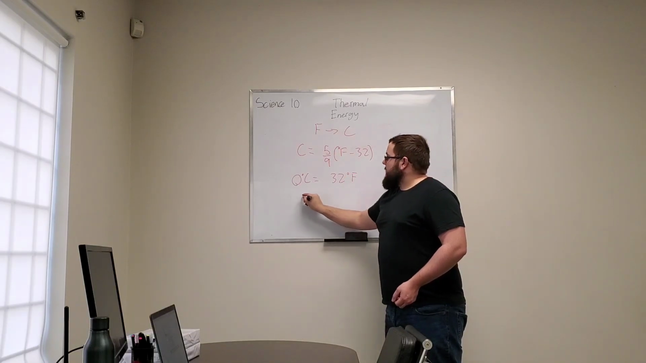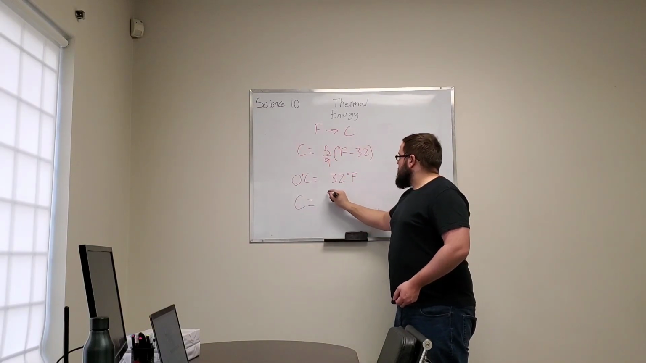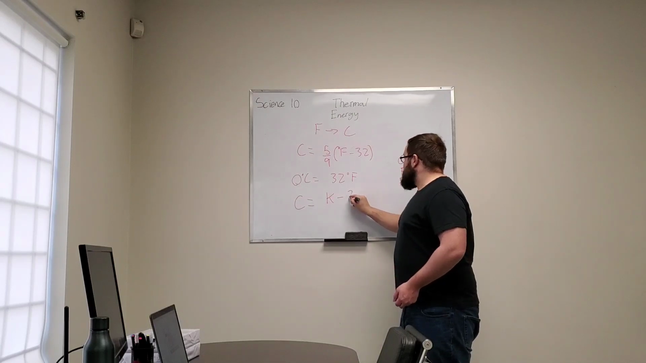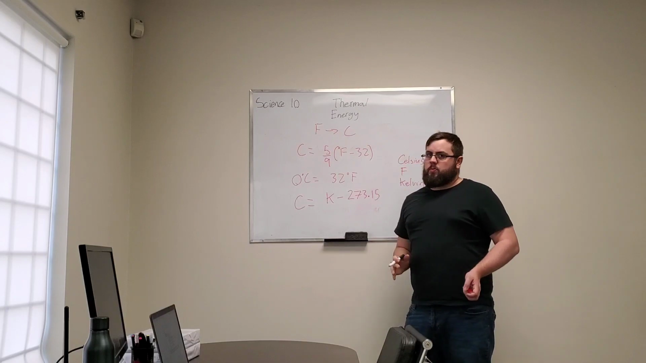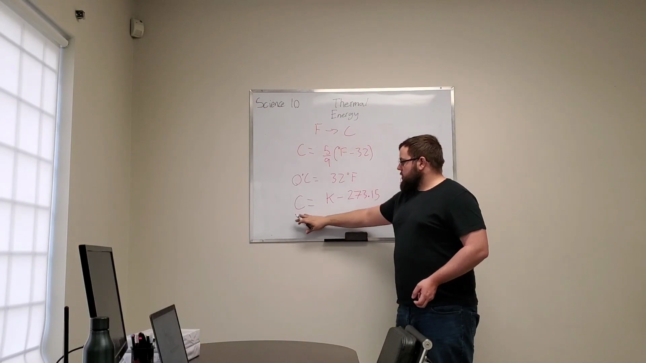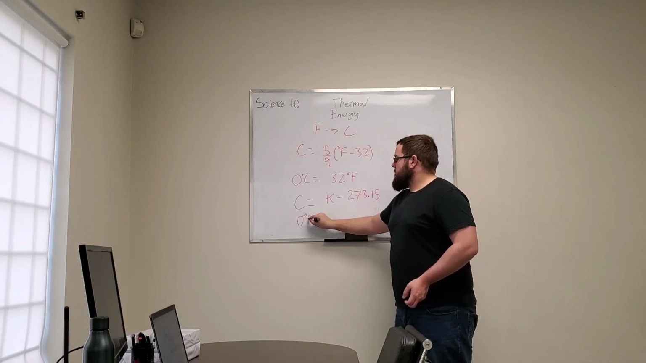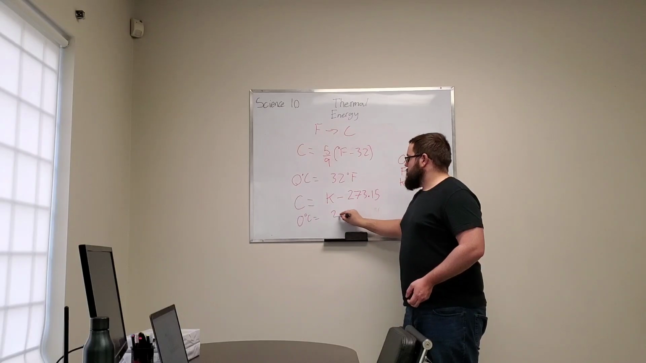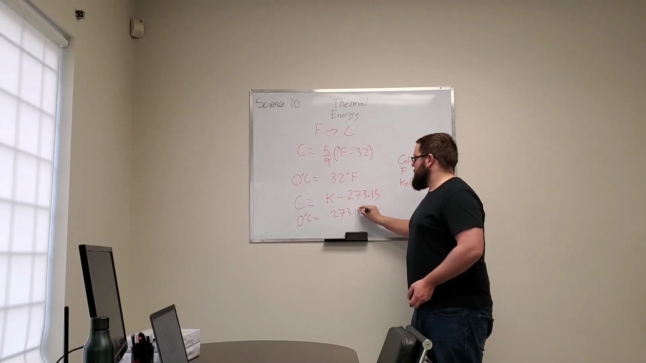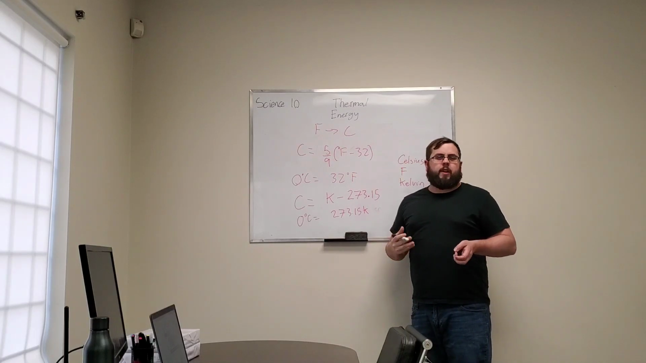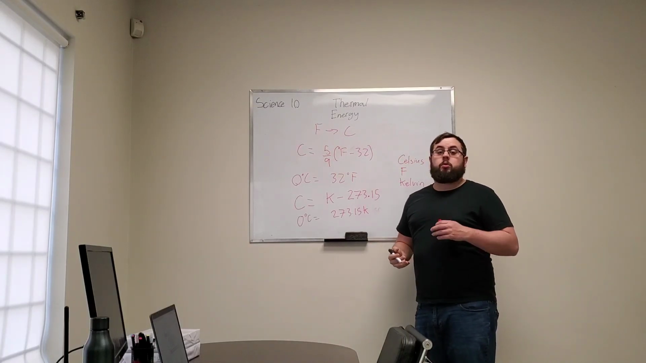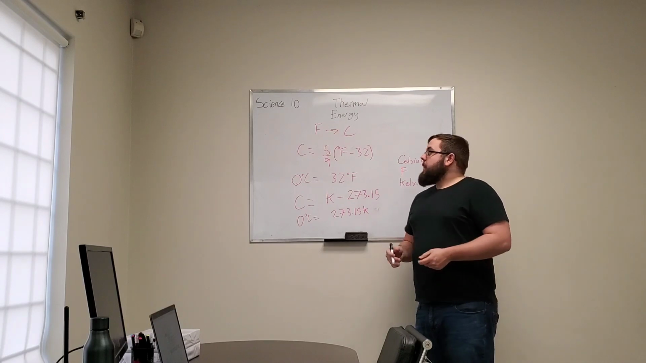The other one that we have is Celsius equals Kelvin minus 273.15. This one's pretty straightforward. So again, 0 degrees Celsius is 273.15 Kelvin. The reason why I use Kelvin is they use it for absolute zero and stuff like that, which you'll learn about next year.